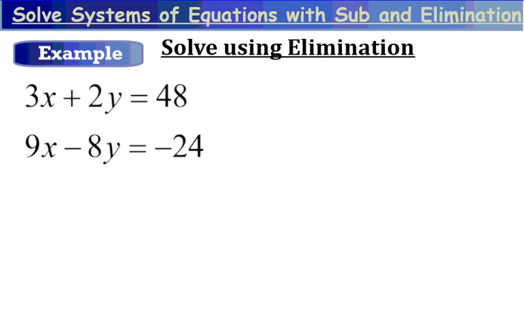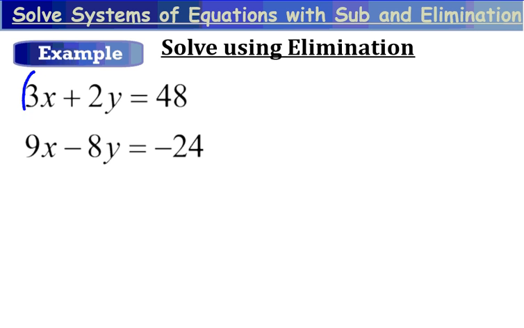So let's try it. If I look here, I could get rid of the x's if the top one was 3 times larger. I could get rid of the y's if the top was 4 times larger. It does not matter. We just would need to choose. Let's do the y's. If you want to try to do the x's, you can do that on your own, and then we should be able to match at the end.